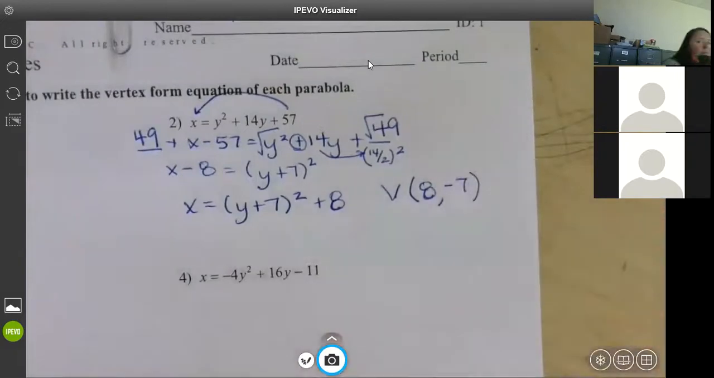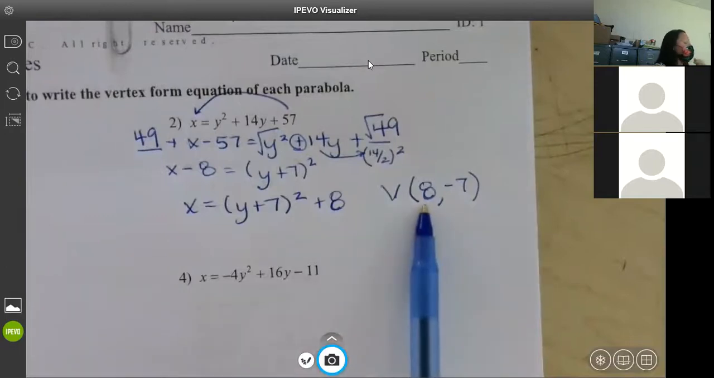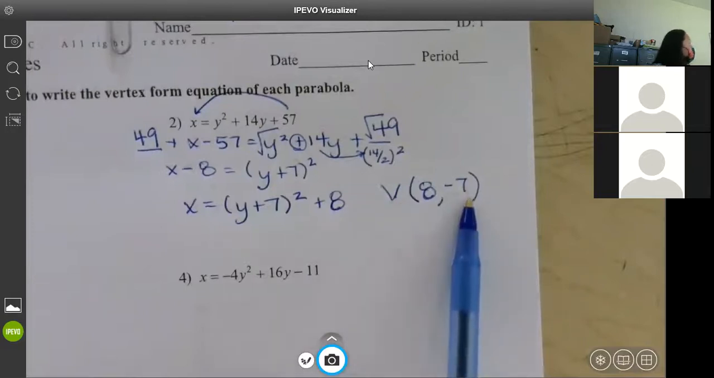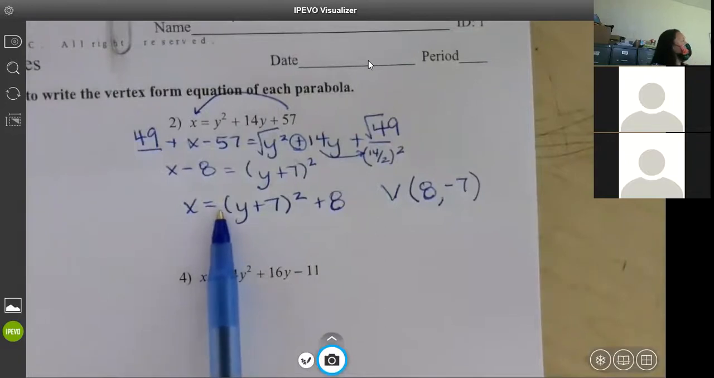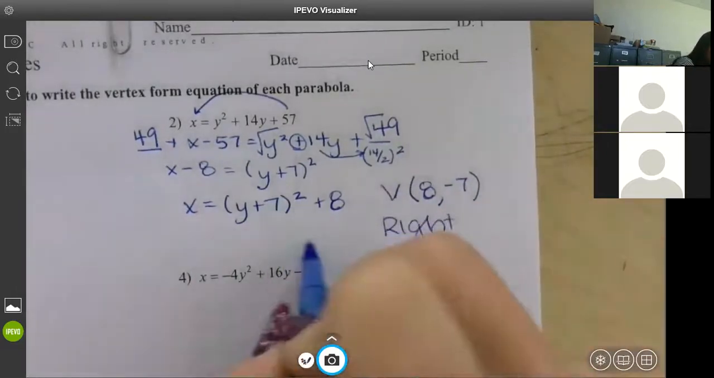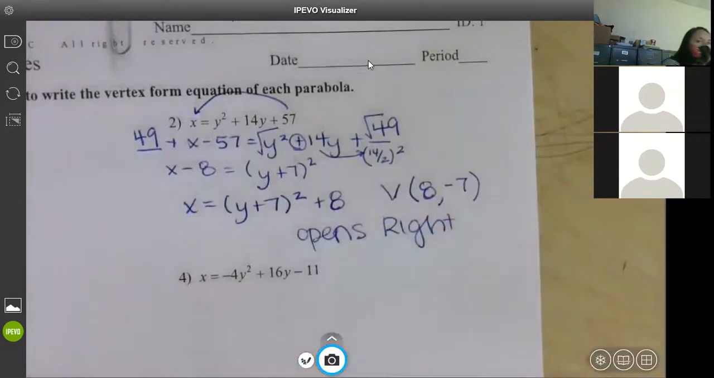So what is that transformation? How did the vertex move? Read it from here. It went to the right 8. So how would I graph this point? I would go right 8 and down 7. And then how do you know which way it opens? This is a positive. There's no leading coefficient. It's just a +1. So that means it opens to the right. And if you want to put open so that you know what that's for. So it opens to the right. So that's the only difference, y'all.